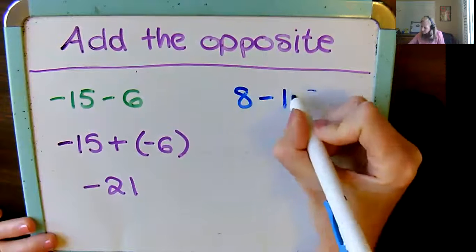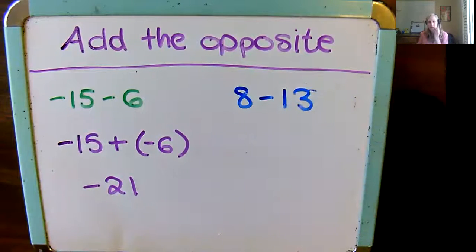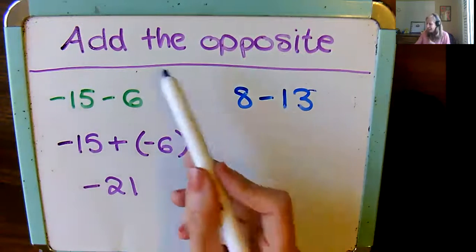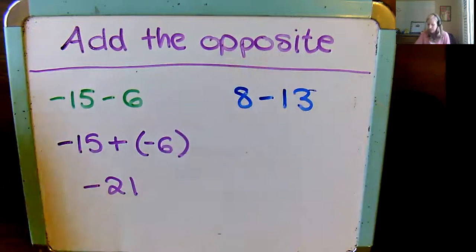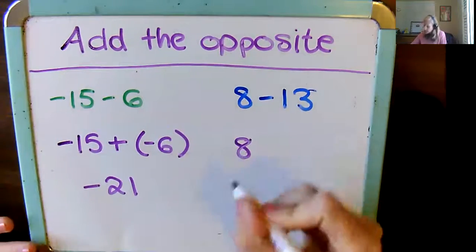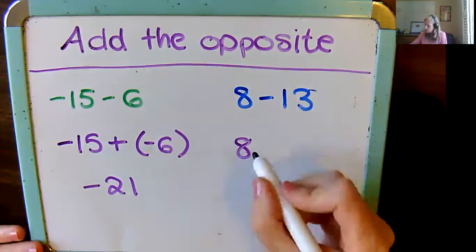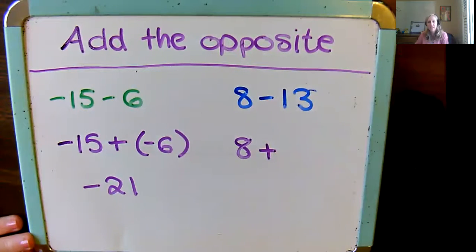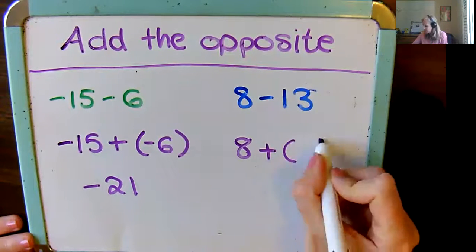8 minus 13. When you read this problem out loud, 8 minus 13. What type of problem is this? It's a subtraction problem. How do you subtract integers? Add the opposite. Keep your first integer exactly the same. Change your subtraction to a plus sign. Take the opposite of your second integer.